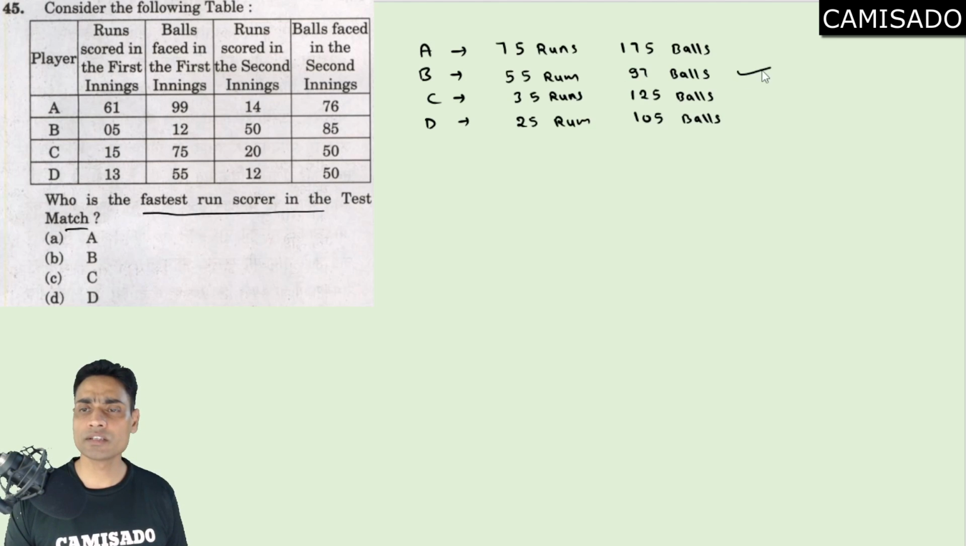We can say easily B is the fastest, because he is bringing 55 runs in 97 balls compared to the others. You can find the ratio also. The ratio which is highest, you can go for that, but B is the correct option. By seeing these runs and the balls, now you can make it out. So B option is correct one.